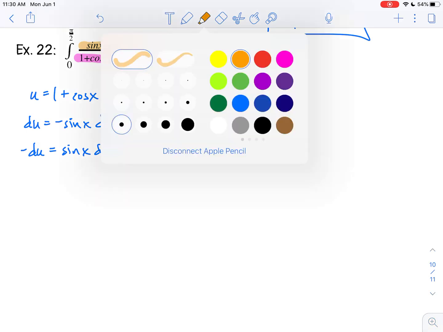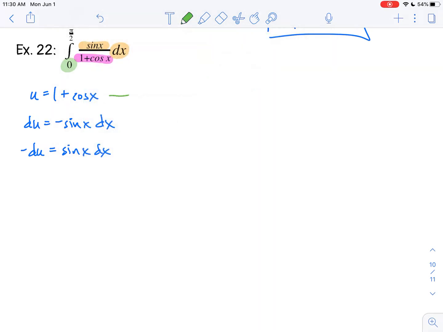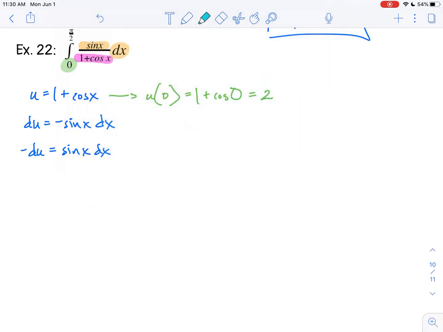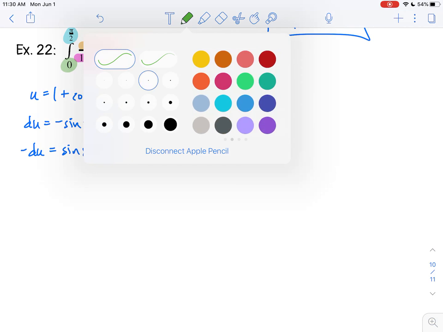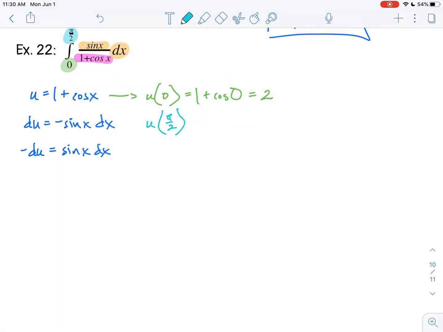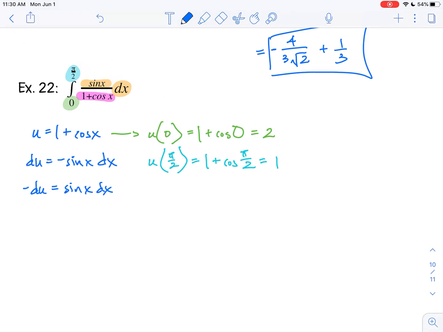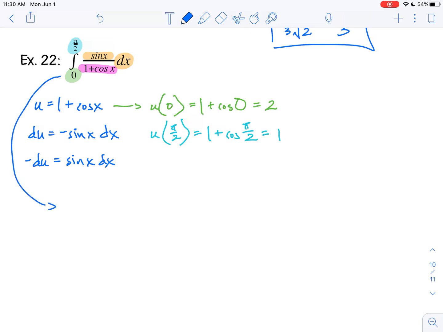Now I have to look at the bounds. So u of 0 means 1 plus cosine 0, which is 1 plus 1, which is 2. Top bound is pi over 2. So u of pi over 2 is 1 plus cosine pi over 2, which is 1 plus 0, or 1. Okay? All right, well, let's go ahead and substitute everything in, okay? So I've got negative the integral from 2 to 1 of 1 over u du.